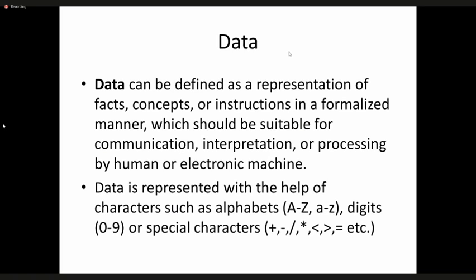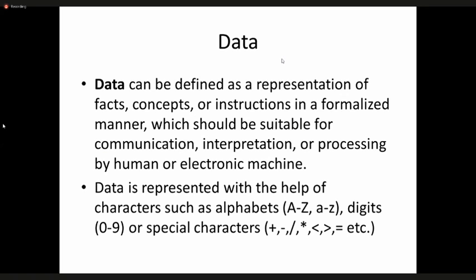Right, it's a kind of a definition given for data. Then data is used for information. After processing data, we get the information, right? Data is like a raw material.